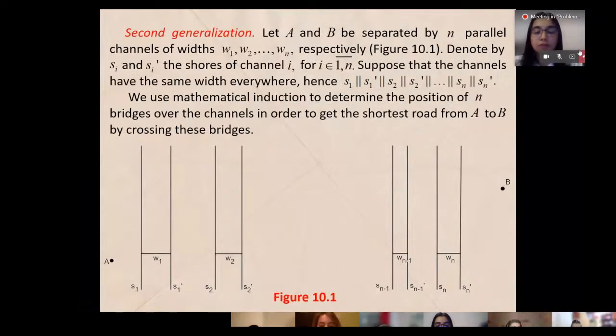For a further generalization, we consider points A and B separated by n parallel channels. We use mathematical induction to find the places of the n bridges so that the path from A to B is minimal. We already discussed the case for two channels. Let's now see how we can pass from n-1 to n channels.